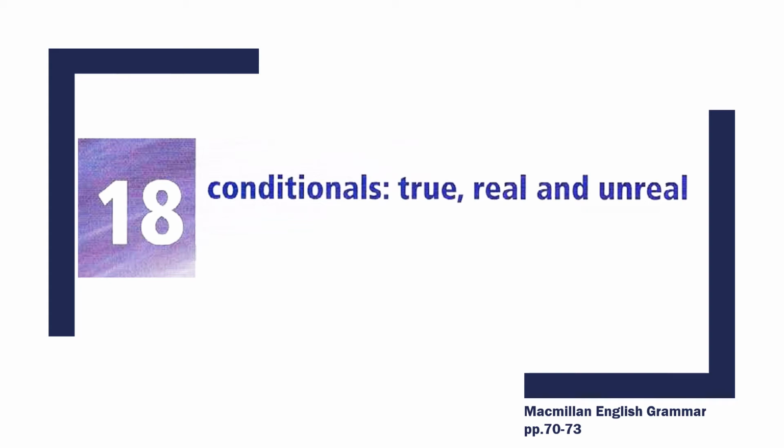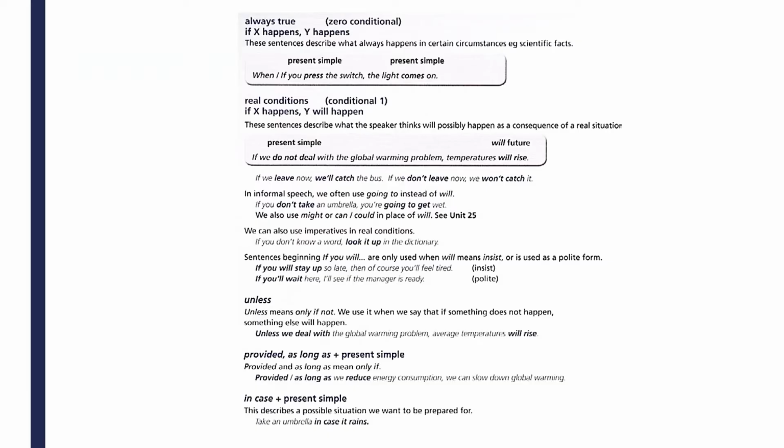Today we'll be looking at Unit 18 of your grammar book. It is about conditionals. We will be looking at conditionals type 0, type 1, and type 2, each of them representing a different kind of probability, meaning how likely it is for the results to take place once the condition has been fulfilled.